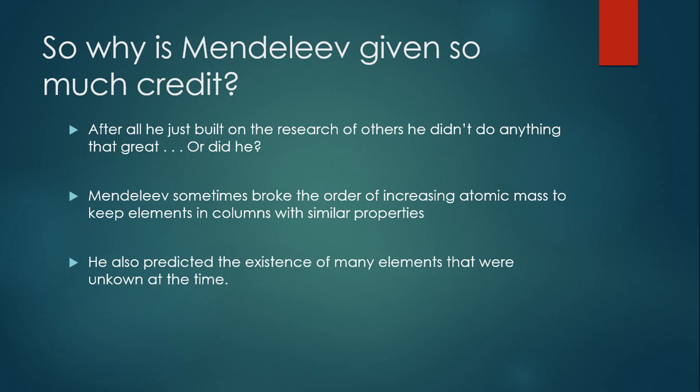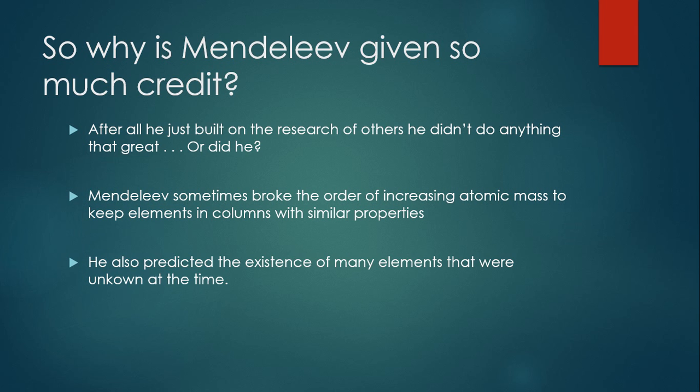So why is Mendeleev given so much credit? I mean, after all, he only really took Newlands' research and ran with it. So did he do anything really that good?